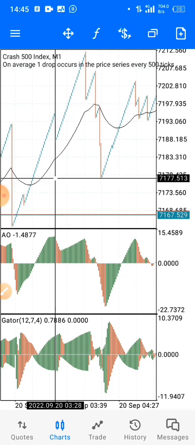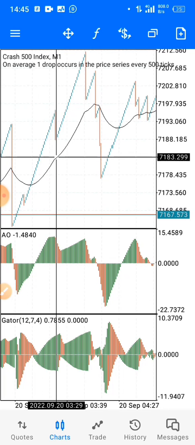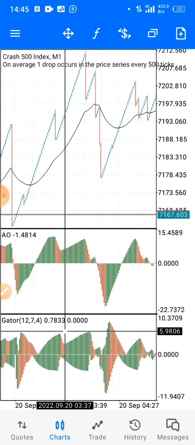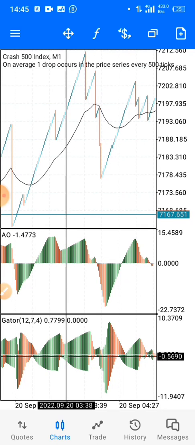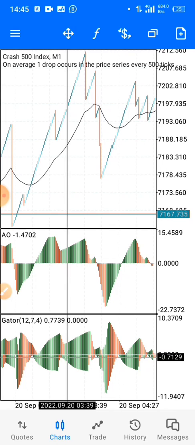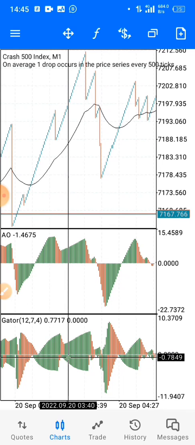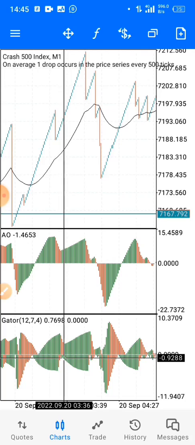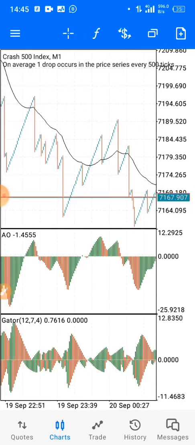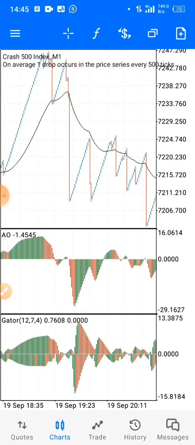Then here we've got a spike, right? Then we wait for the Awesome Oscillator to turn green. Now we are waiting for the Gator Oscillator to turn green. Then we target 5 candlesticks, and we are out, right? So 1, 2, 3, 4, and 5, and you are out of the market. You don't have to be greedy, guys, because you are going to get multiple entries each and every day, right?